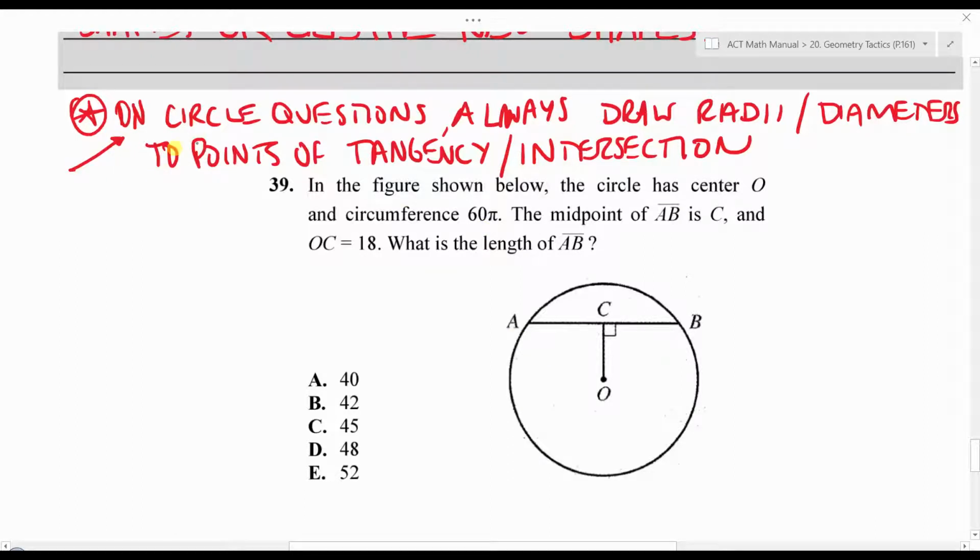This is a circle question, so what we're going to do is draw radii or diameters to points of tangency or intersection. If you do want to try this one on your own, go ahead and try it. If you want to work through it with me, I'm going to do that right now.